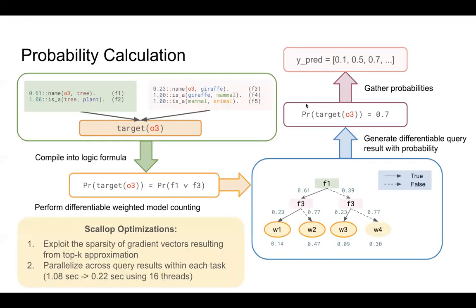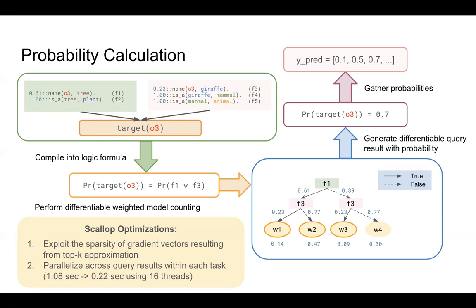Yes. Can you just explain how do you generate the logic formula, like the name O3 tree, from the neural network output? Okay, so Gianni, do you want to take that? I think what Jocelyn is asking is how do you get name O3, tree from the neural network?